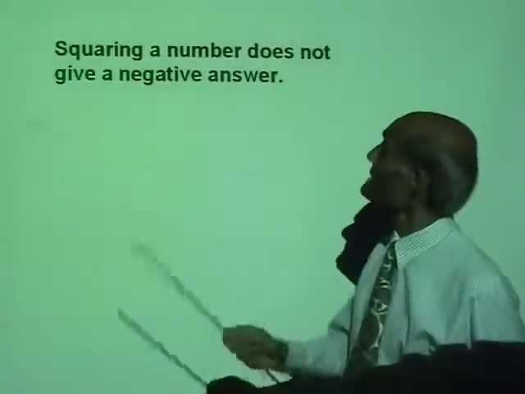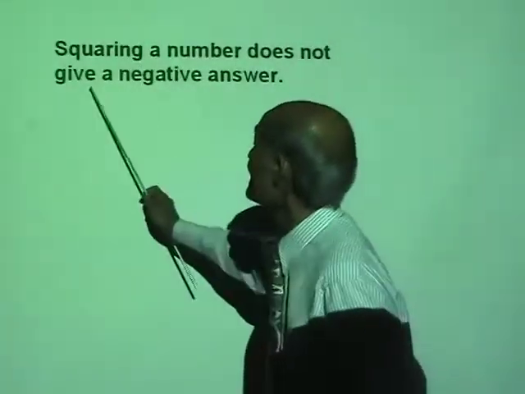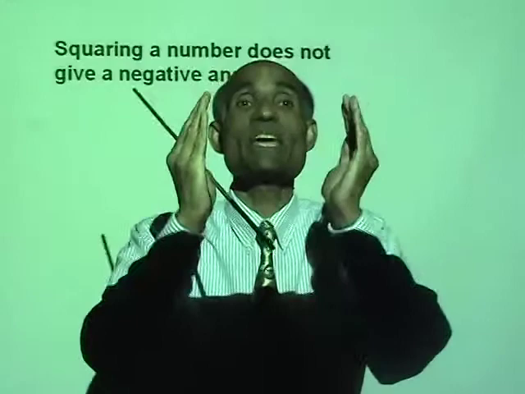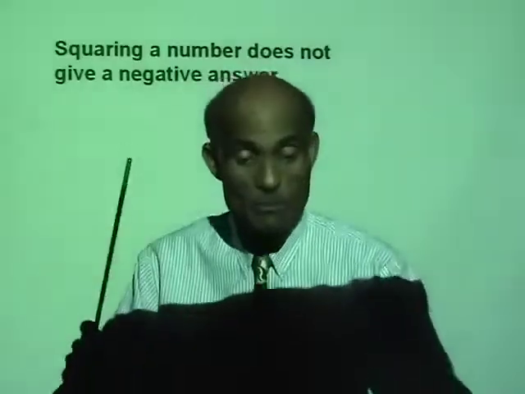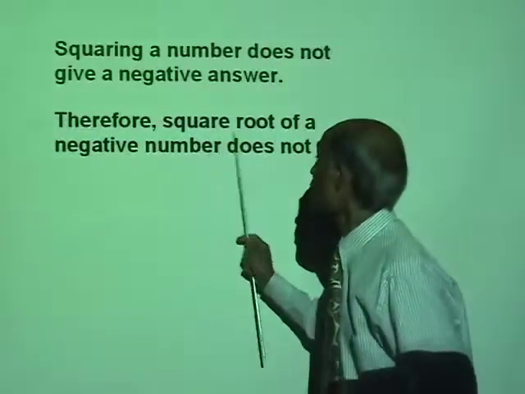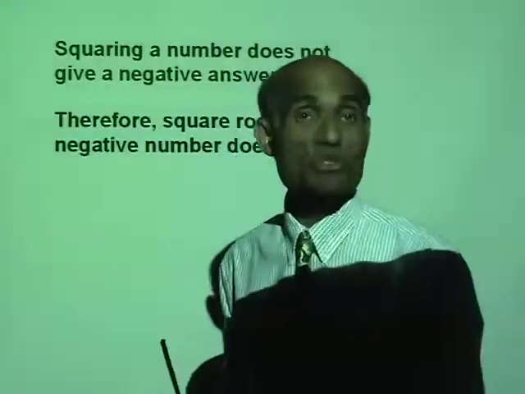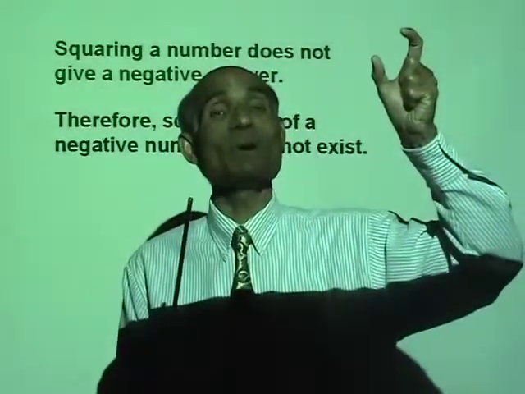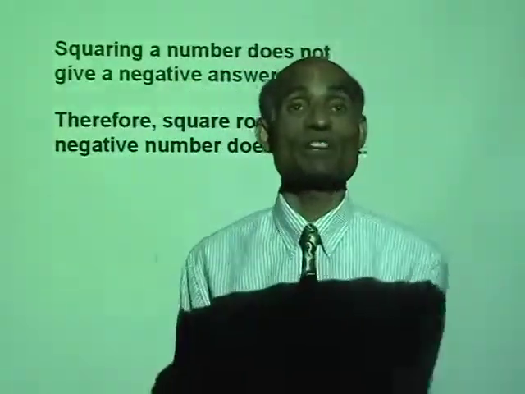Okay, let's look at another important principle. Squaring a number does not give a negative answer. You know that. If you square a negative number, the answer will always be positive. What does that mean in terms of the study of radicals? That means the square root of a negative number does not exist. You see, you cannot produce a negative number by squaring a number. And therefore, square root of a negative number does not exist.